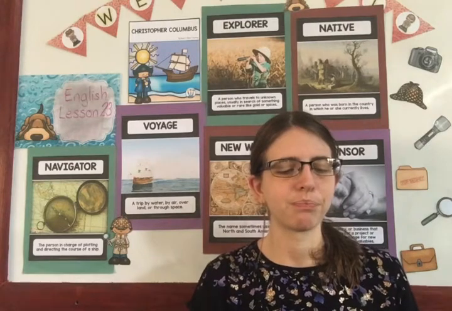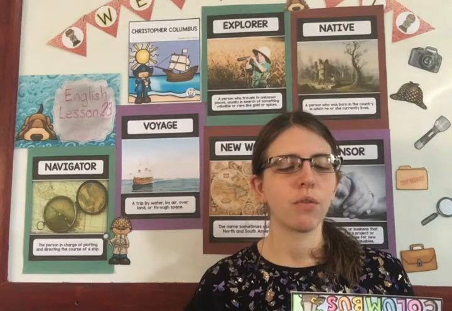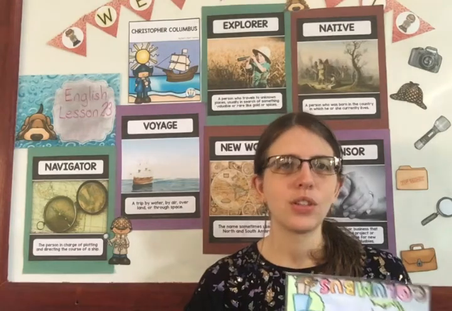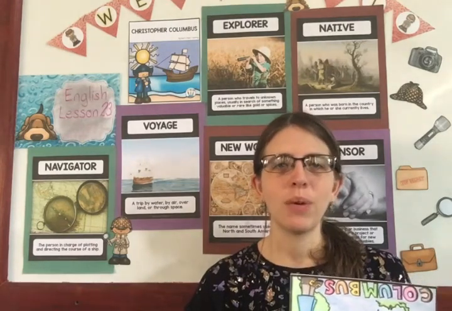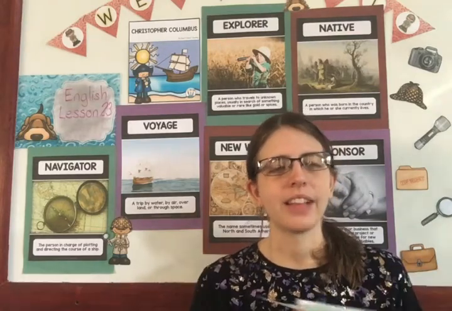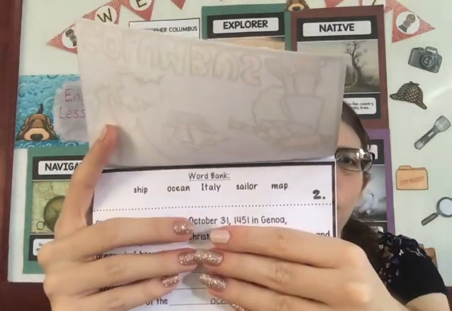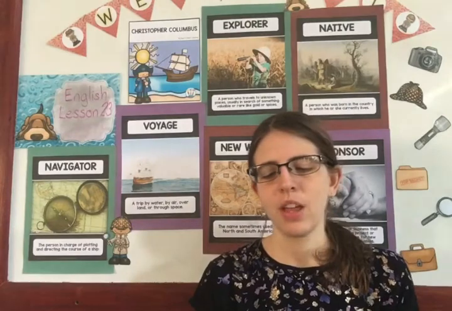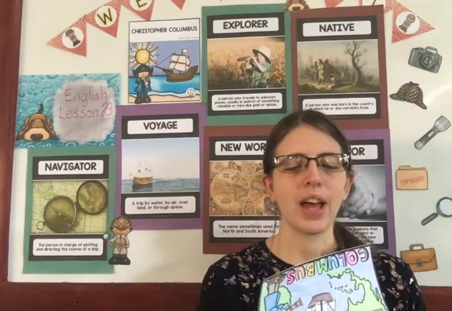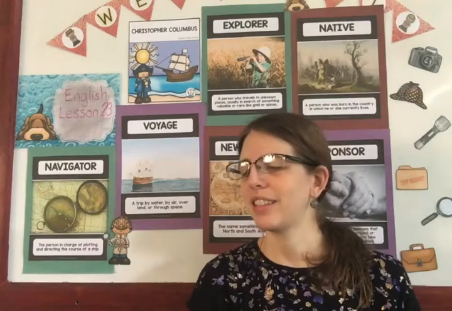Fill in the blanks. So, it says Christopher was born on October 31st, 1451 in Genoa, blank. So what was the país? Genoa was the city. What was the país that he was born in? Up top, it has a word bank. You are going to pick your word from the word bank. So, was he born in Genoa ship, Genoa ocean, Genoa Italy, Genoa sailor, or Genoa map? A place that you can look to help you.